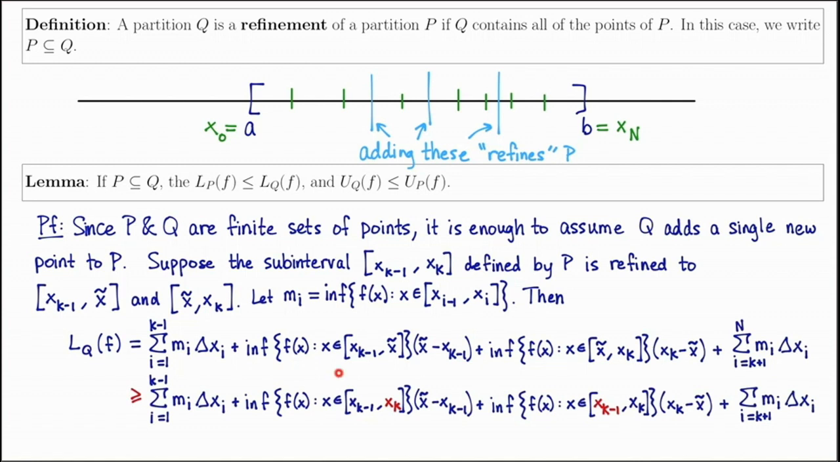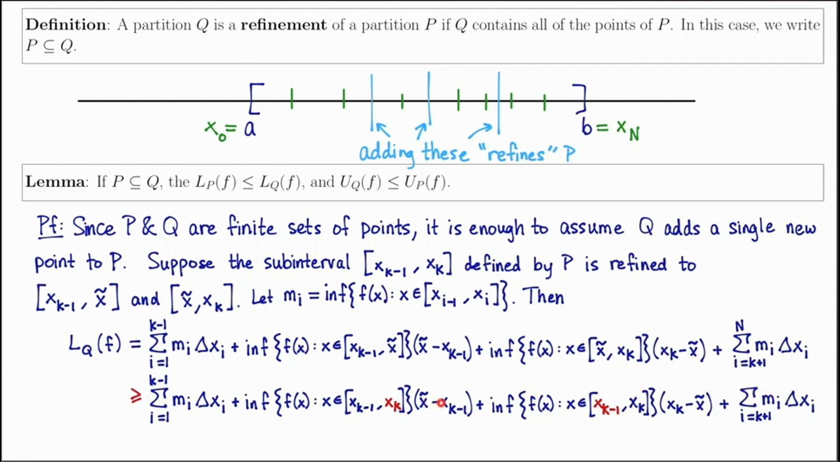Now I'm going to make a small change. For this first infimum calculation that we have, let me increase the size of the domain. The greatest lower bound, if anything, could shrink. So instead of going from x_{k-1} through x tilde for this first calculation, let's go from x_{k-1} through x_k. Because we're bringing in more output values, the greatest lower bound, if anything, goes down. Same story for the second calculation. I'm going to take this domain and start it at x_{k-1} rather than x tilde because we're bringing in more outputs. If anything, the greatest lower bound goes down. Everything else is the same.